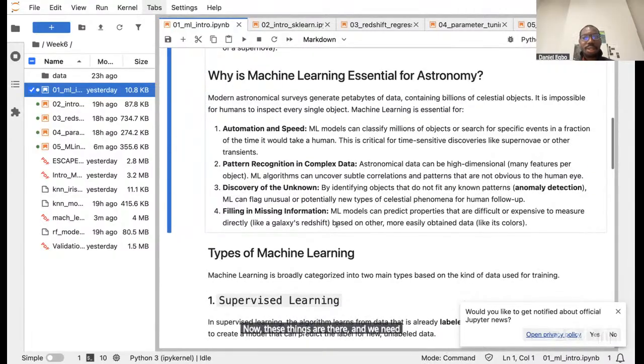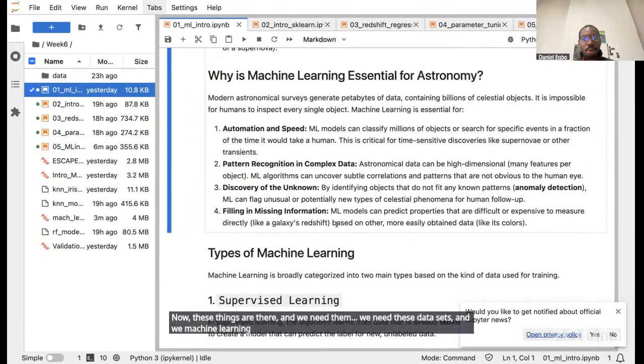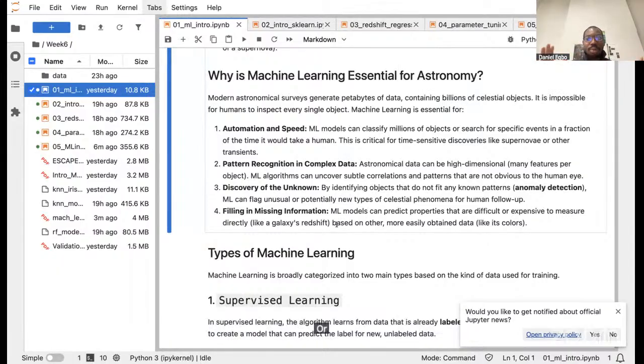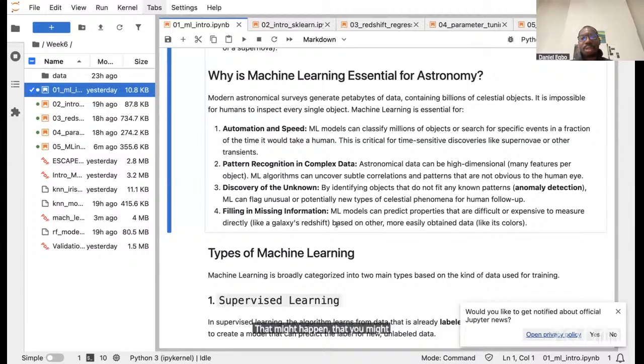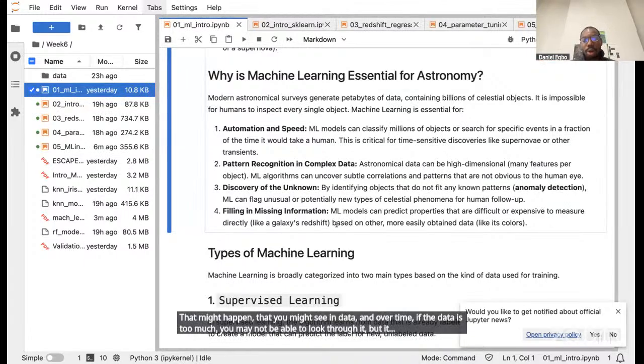We need this dataset, and we need machine learning to be able to easily analyze this data for us, learn some things, and understand pattern recognition, because sometimes there are anomalies that might happen that you might see in data. Over time, if the data is too much, you may not be able to look through it, but because of the computing speed of computers, they can easily do this.